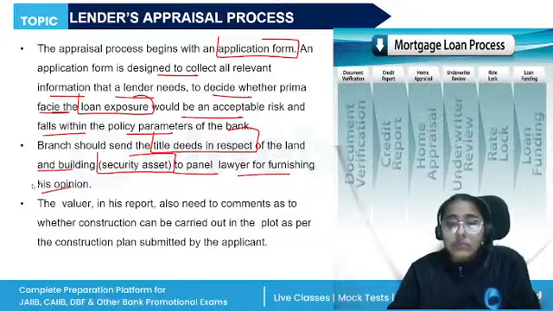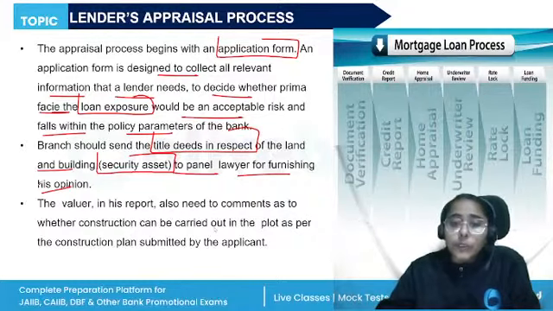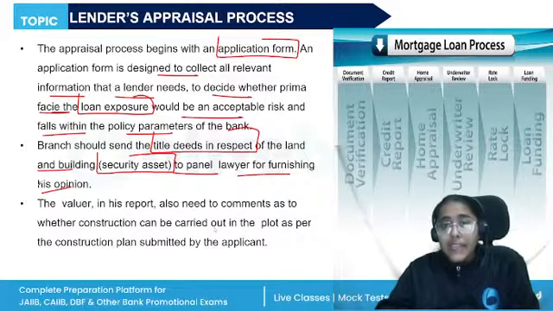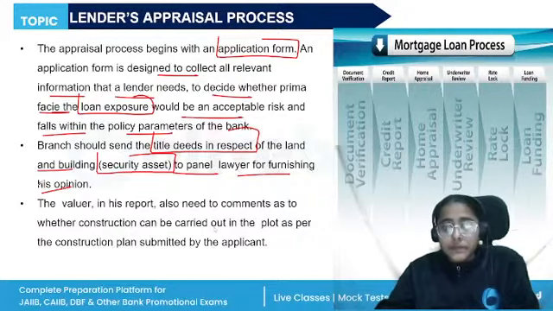Then the valuer also needs to comment as to whether the construction can be carried out in the plot as per the construction plan that is submitted by the applicant or not. The land is normally identified by its boundaries, right? So all of these things will be verified. The branch will ensure that the construction has been approved by the local authorities, tax has been paid up to date on the land and the building, age of the building is ascertained, future life estimated, and RERA approval is applicable. All right, so these will be the preliminary steps.